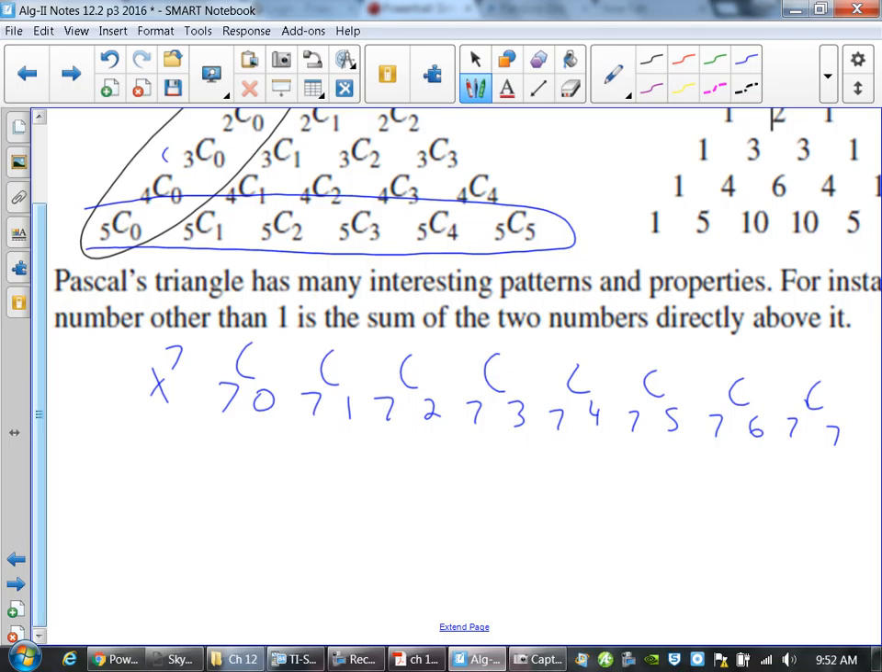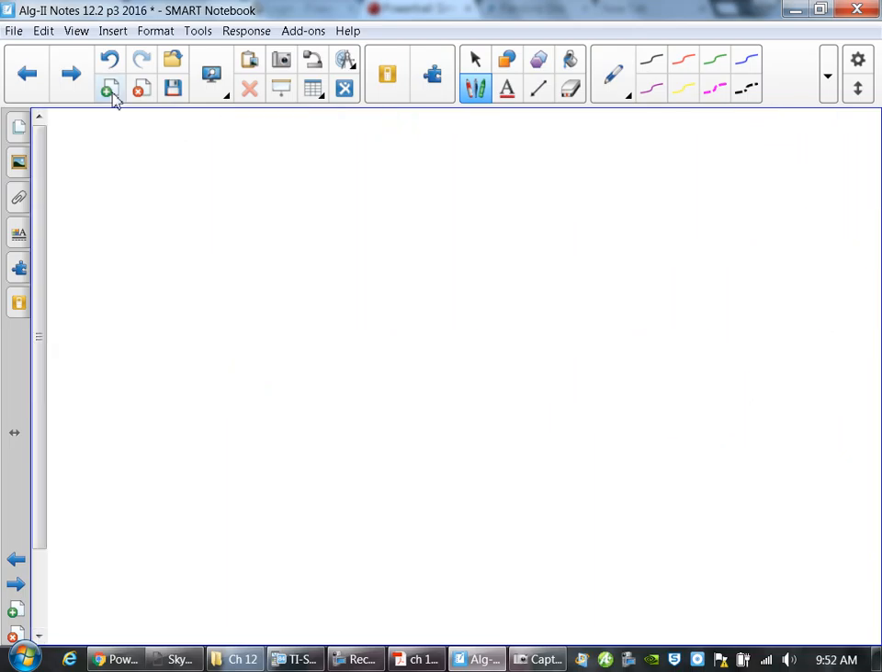So let me show you an example. Let's say we have 2x plus y, and let's go to the 7th power. I don't want to FOIL that out 7 times. That's a whole lot of not fun.